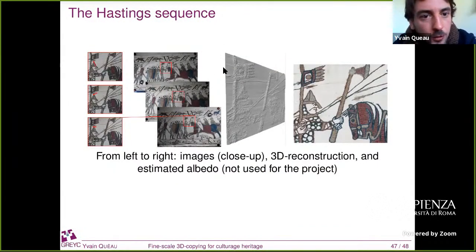Last example, on the Battle of Hastings. You have the pictures on the left. On the right, you have the estimated reflectance, which we do not use so far. And here we have the 3D reconstruction from some angles. You can see it's essentially a flat reconstruction, but with very small surface details.